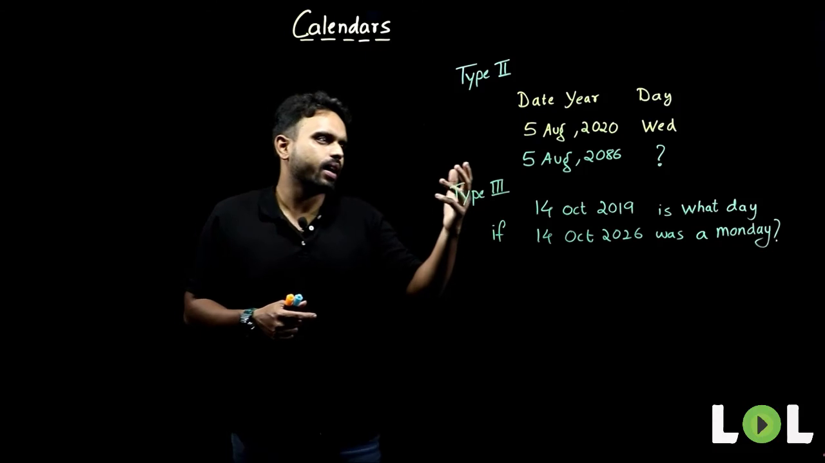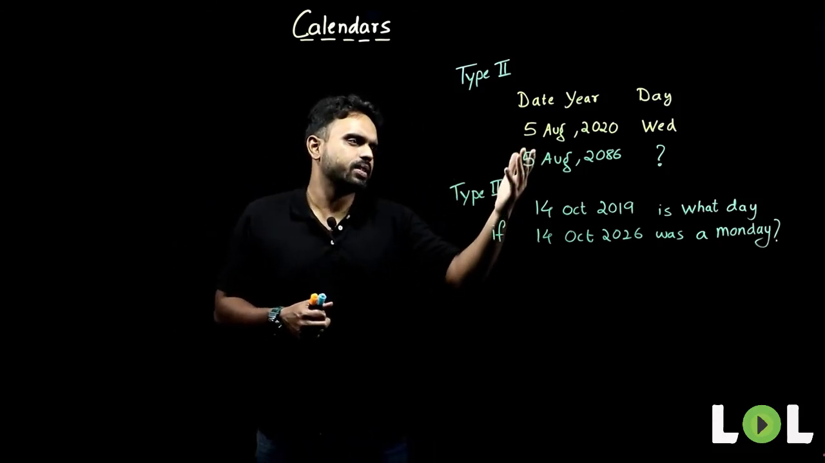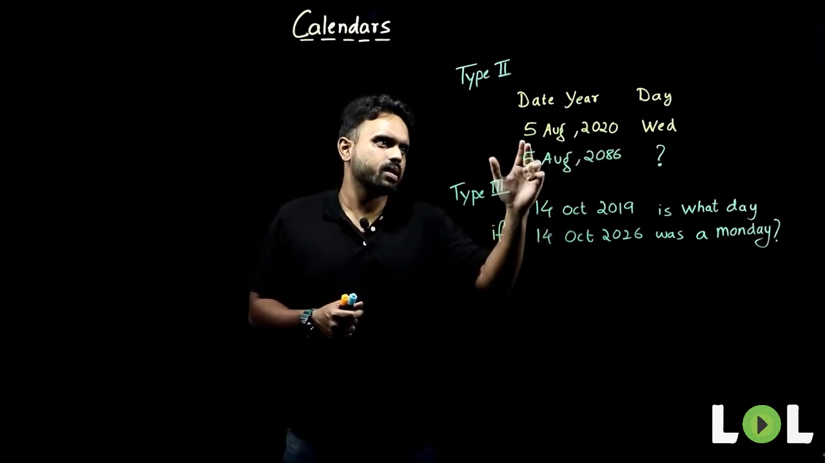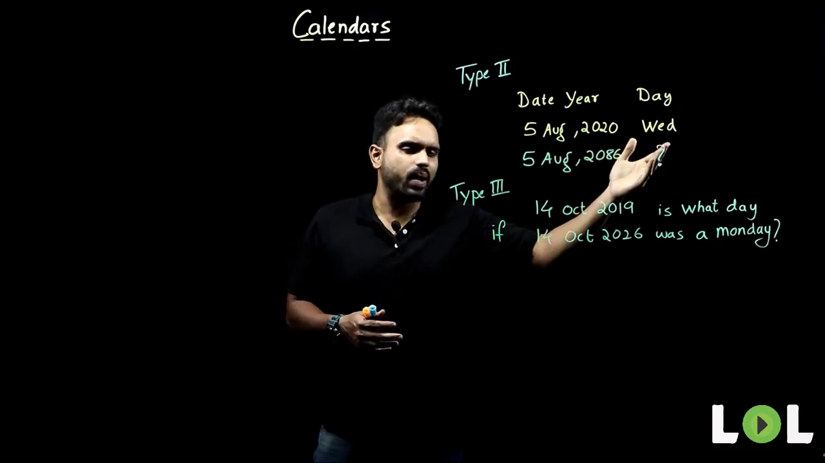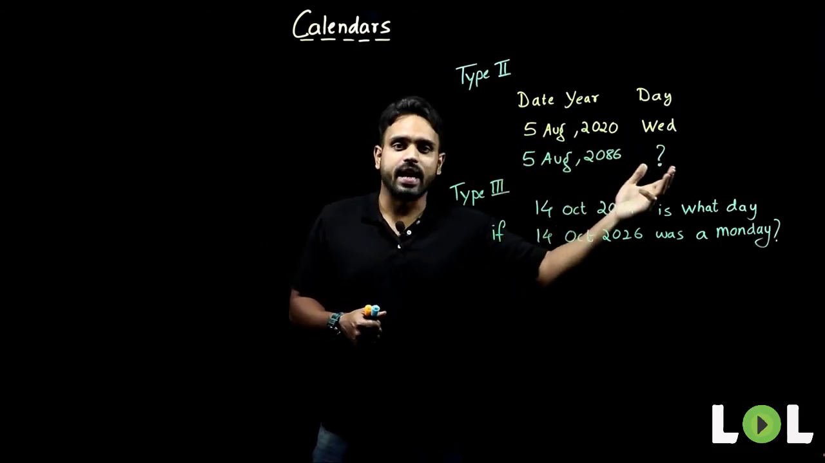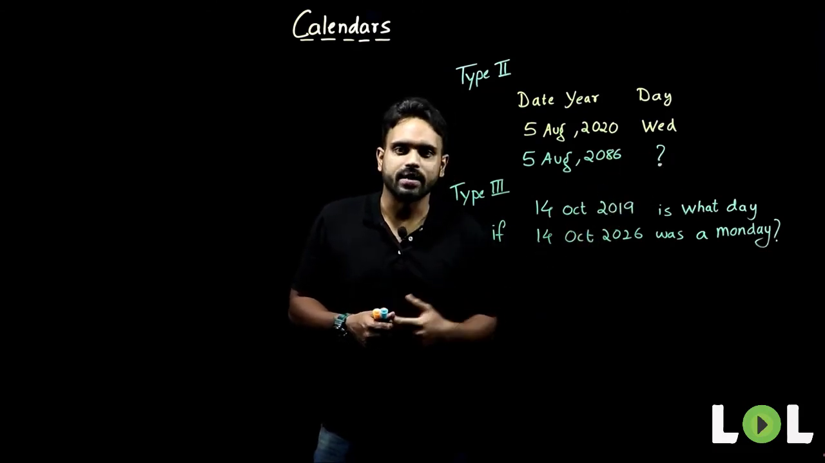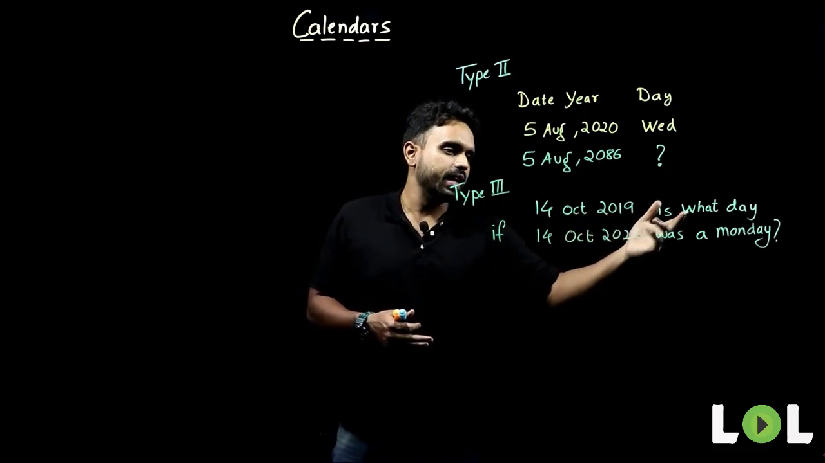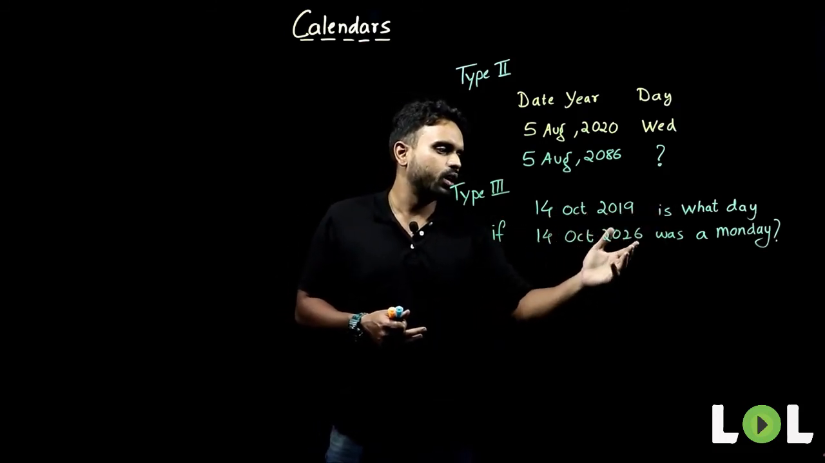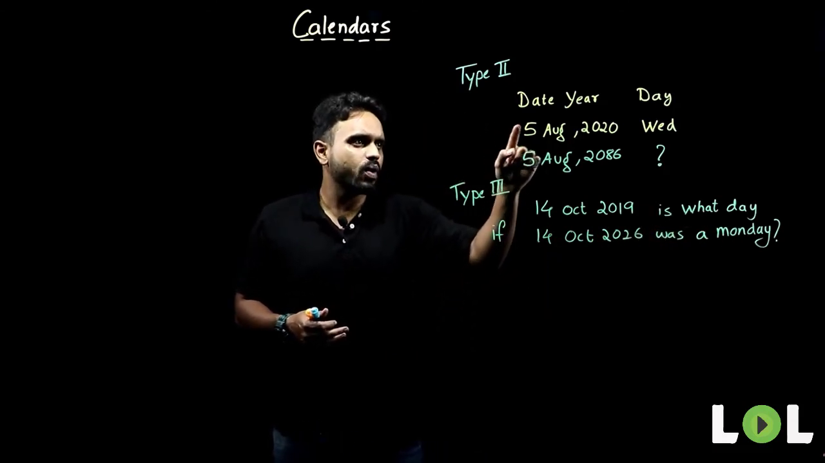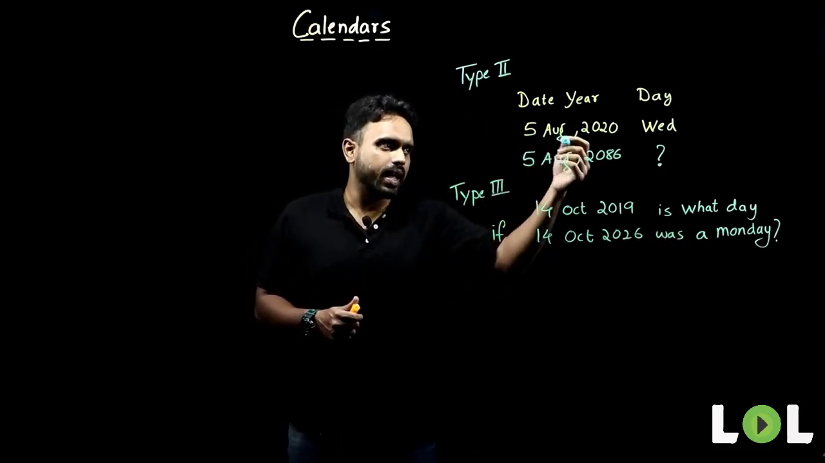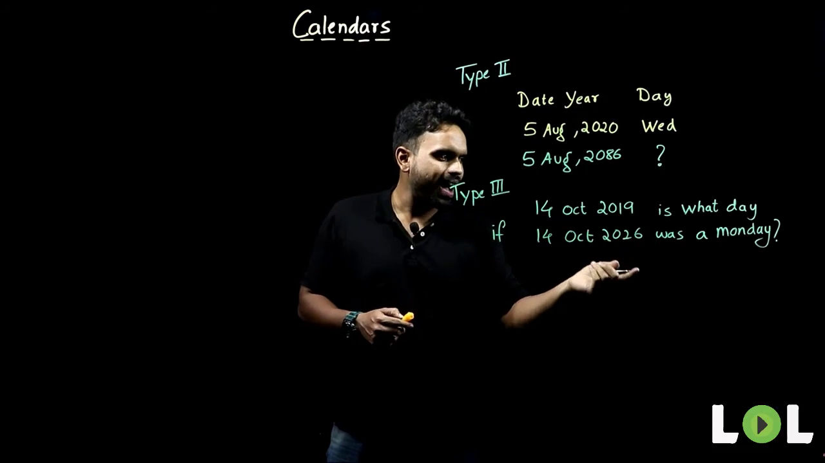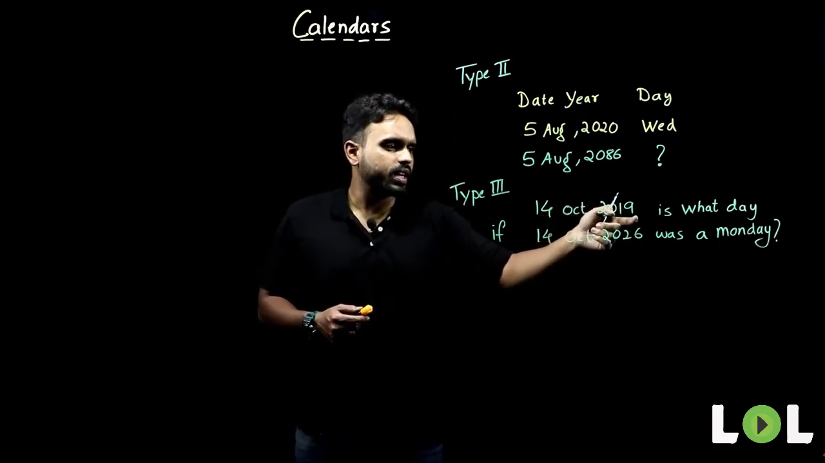In type 2 and type 3 questions, the questions will be something like this. Date, month, year and day will be given to you. If 5th of August 2020 is a Wednesday, what day will be 5th of August 2086? Or it can also be asked something like this: 14th of October 2019 is what day if 14th of October 2026 was a Monday? He'll give you a date and ask you to calculate the day in the future, or he will give you a date in the future and ask you to calculate what day it was in the past.